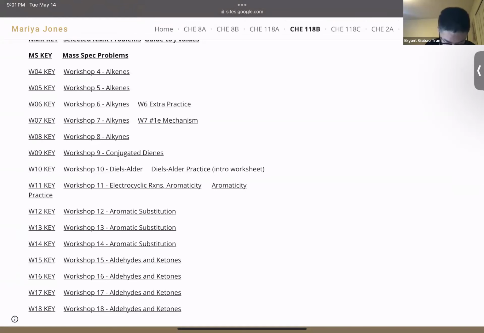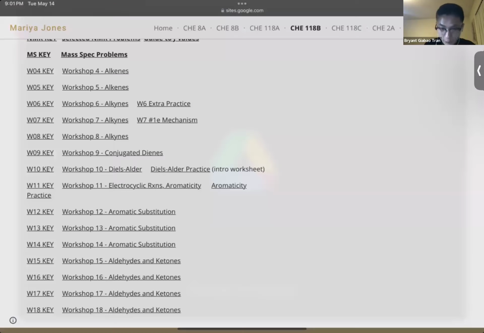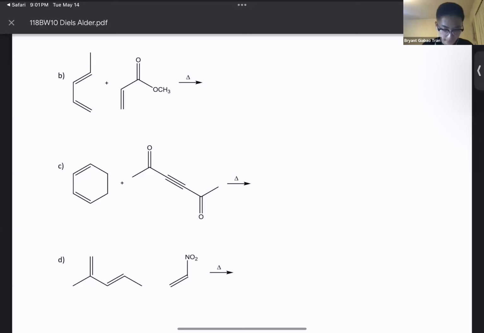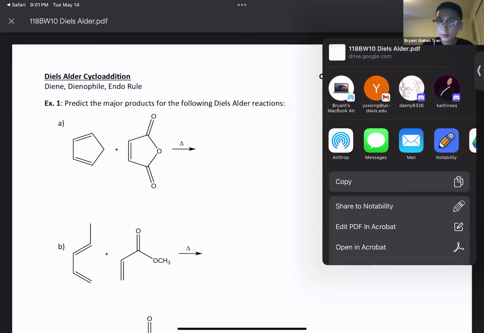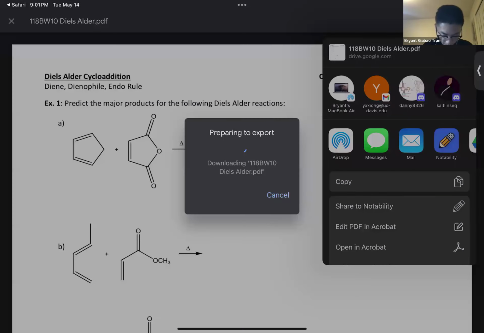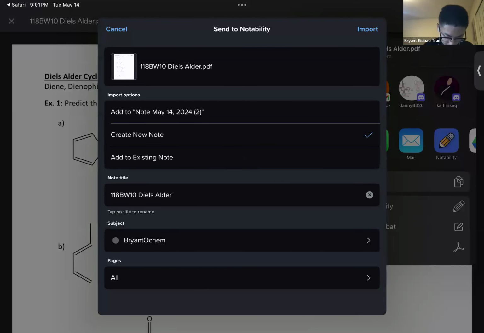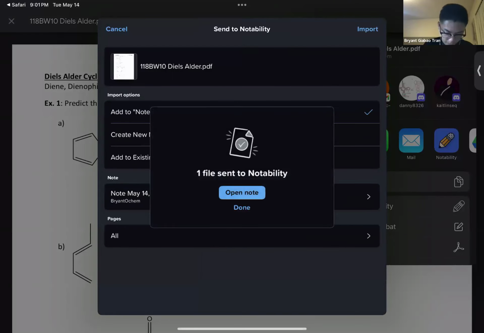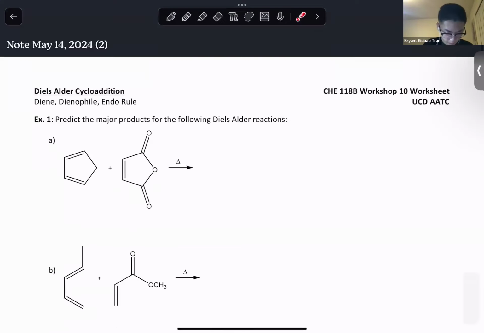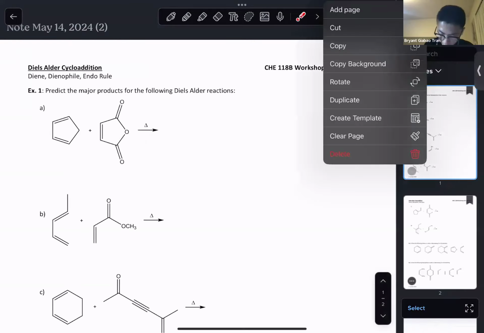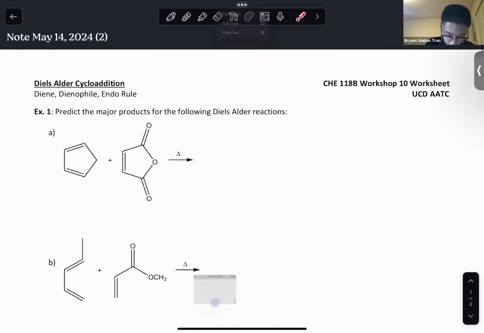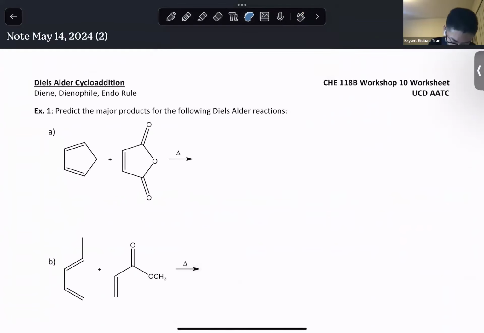Let's see. Let's go workshop 10. Let's send a copy. Okay. So let's see. Page. So this.